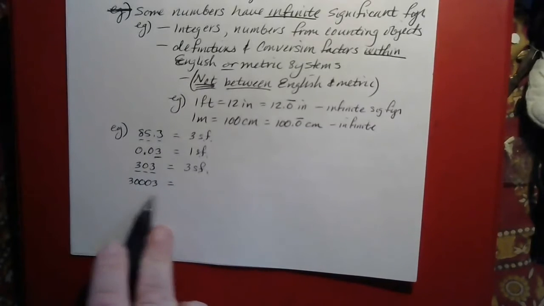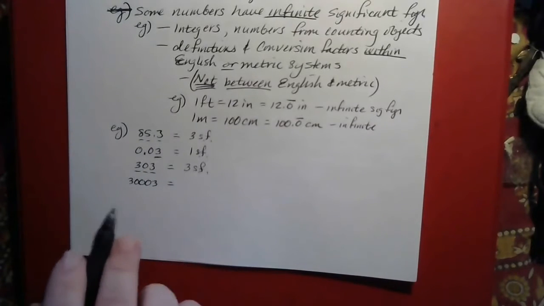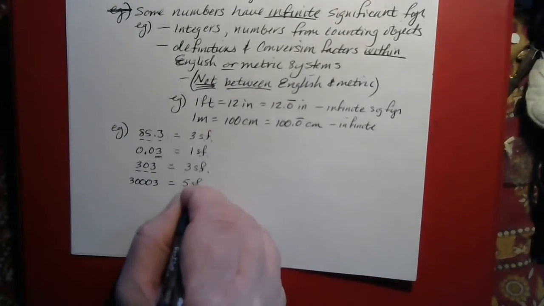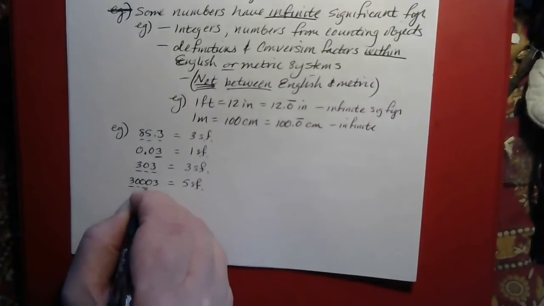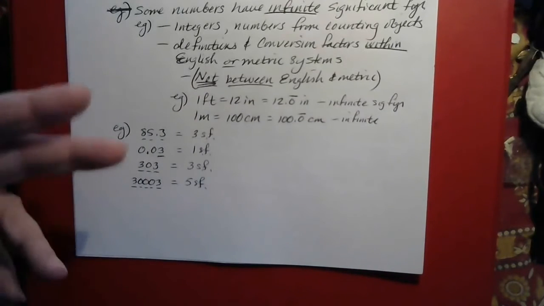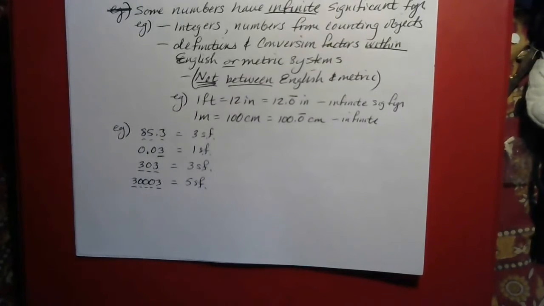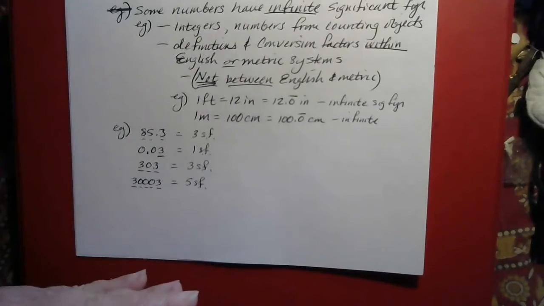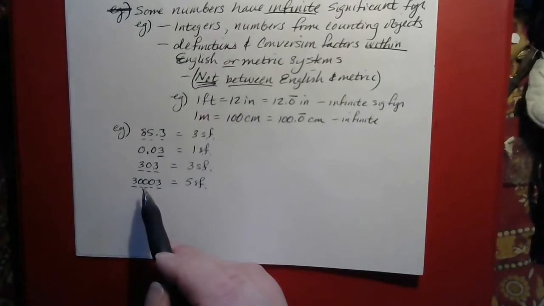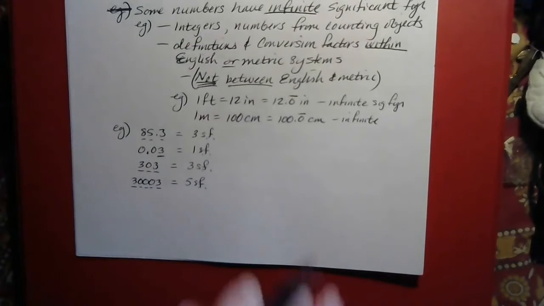How about 30,003? Well, actually, that has 1, 2, 3, 4, 5, because all of those zeros in the middle of the number count. I wanted to include that example because sometimes when you say zeros between non-zero digits count as significant, it kind of sounds like each zero has to have a non-zero digit immediately on either side of it. And that's not the case. As long as there are non-zero digits anywhere on the left and the right, that zero will count.